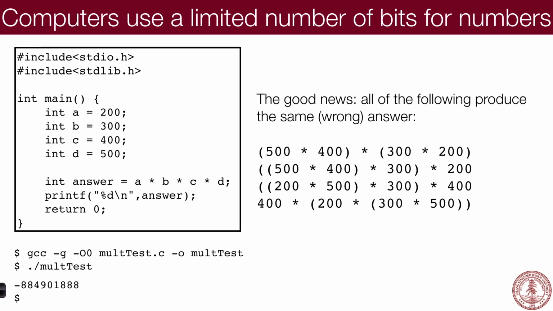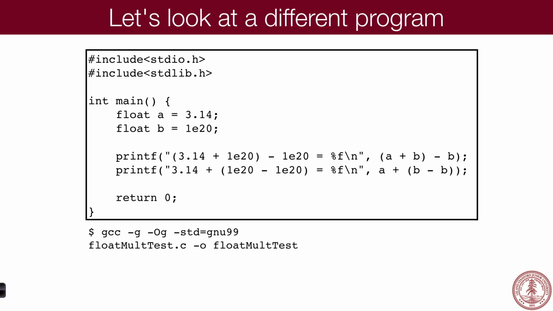Now, here's the good news. The good news is that no matter how we actually do this arithmetic on integers like this, 500, 400, 300, 200, et cetera, no matter how we do this, they're all going to give us the same wrong answer. Now, you say, well, why is that a good thing? Well, let me show you a slightly different program. Let's look at this program. In fact, given the time, I'll just show you this program instead of typing it into the computer. Here's the program. This program is a little bit different. It uses floats. Now, I'll tell you, floats are actually 32-bit floating point numbers.